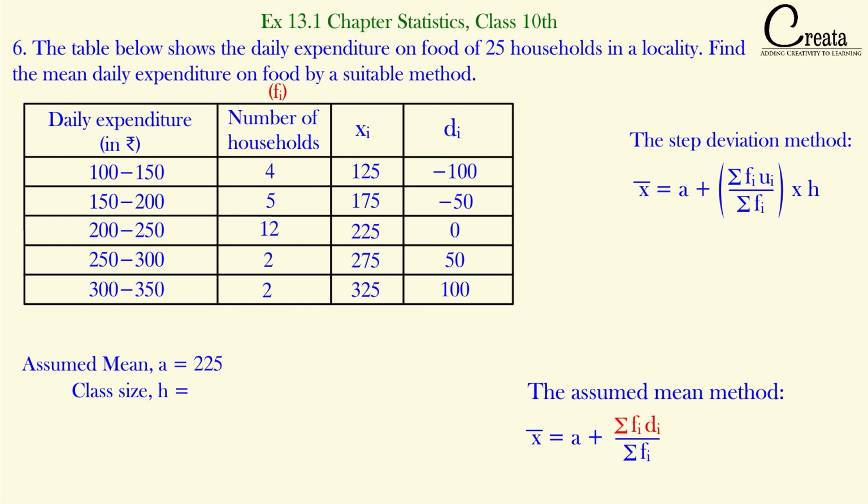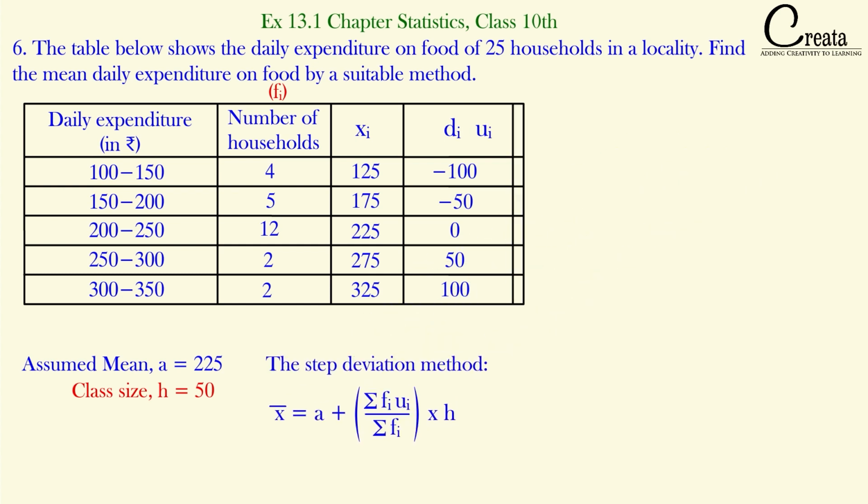Here, if you observe the range, the class size in all these ranges is 50. Like 150 minus 100, it is 50. We have to check whether we can divide all these values of the deviation with the class size. Yes, we can divide all these values of the deviation with the class size. So we will go with the step deviation method, which is the next method.